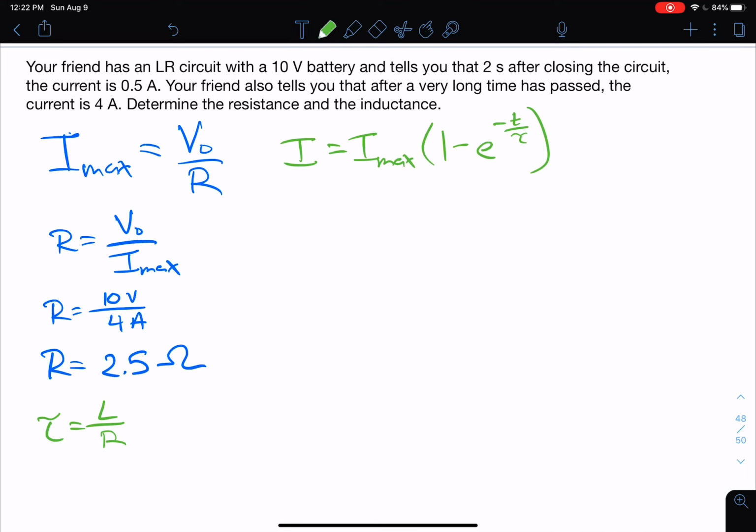Okay, so I know the current, that's 0.5. I know the max current is 4. 1 minus e to the negative t. This half an amp occurred 2 seconds after it closed, so that's negative 2 over tau. Okay, so this becomes, let's see, 0.5 divided by 4 is 0.125.